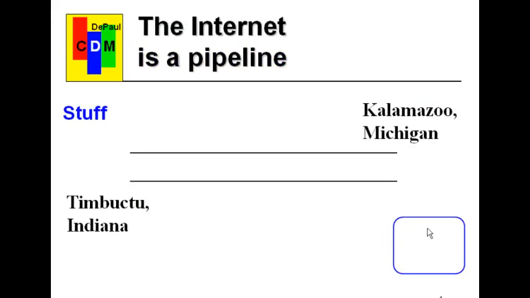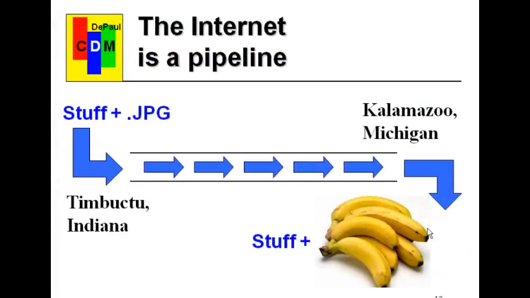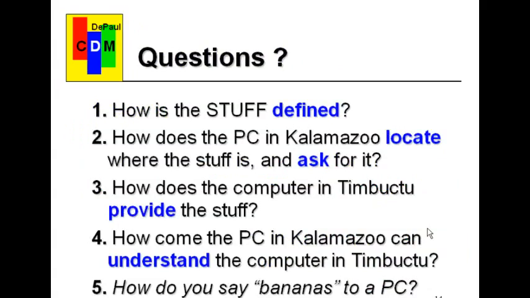Well, you might think the stuff is just sent down to the computer in Kalamazoo, but in fact that computer has to ask for it. So what happens here is, this occurs in order to send a picture down to the computer in Kalamazoo. And that picture of bananas that you see here, I've called that stuff plus bananas, because the stuff I'm saying is really HTML, and the image is conveyed by a digital picture that can be scaled as to size at the receiving end.